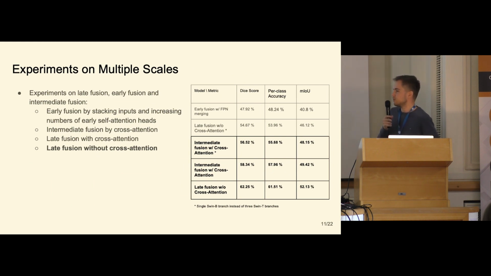Then after initial experiments, we moved to experiments with multiple scales used to provide contextual information. We experimented with early fusion, intermediate fusion, and late fusion of features, both with and without cross-attention blocks as a mechanism for transferring information. And we found that late fusion without cross-attention works the best, achieving a Dice score of 62.25, which is about 6% better than without using contextual information.